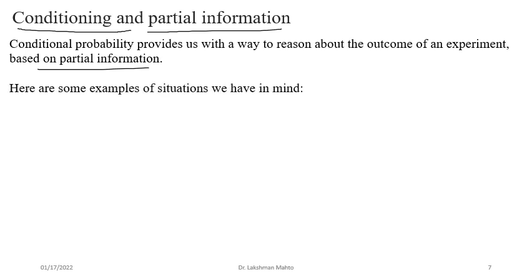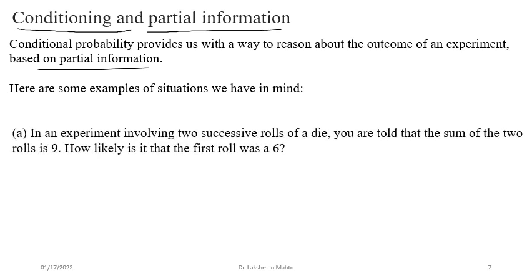So here is an example of such a partial information situation. Suppose you have an experiment that involves two successive rolls of a dice, and you are told that the sum of the two rolls is 9. Then you have to calculate how likely it is that the first roll was a 6.